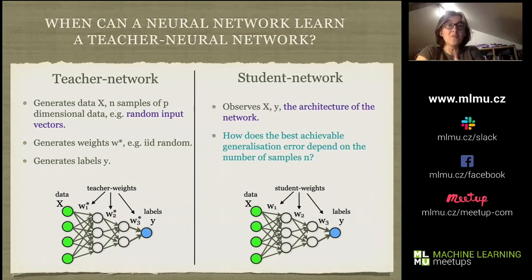More concretely, how many samples of data do you need for the student to be able to learn the teacher with a given algorithm? Of course, it all depends: the algorithm needs to be there, the architecture is there, we just postulate it, and the data structure is put aside. In particular, the structure in the inputs X is put aside, but there is still some structure in the correlation between the X and the Y, the inputs and the labels. So this is a model.